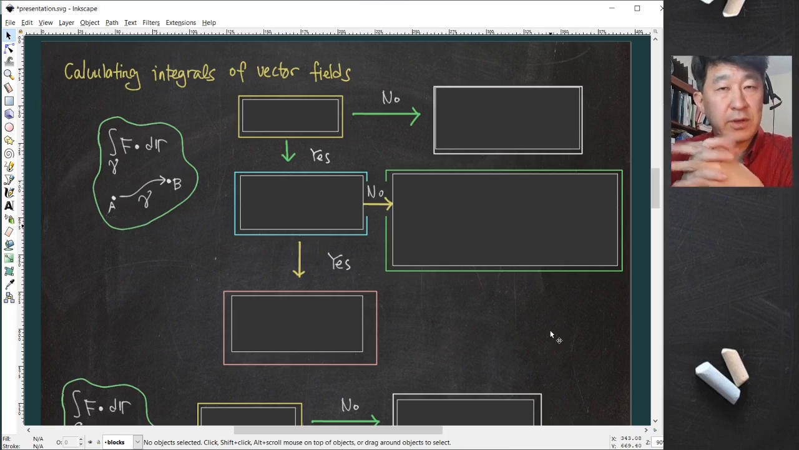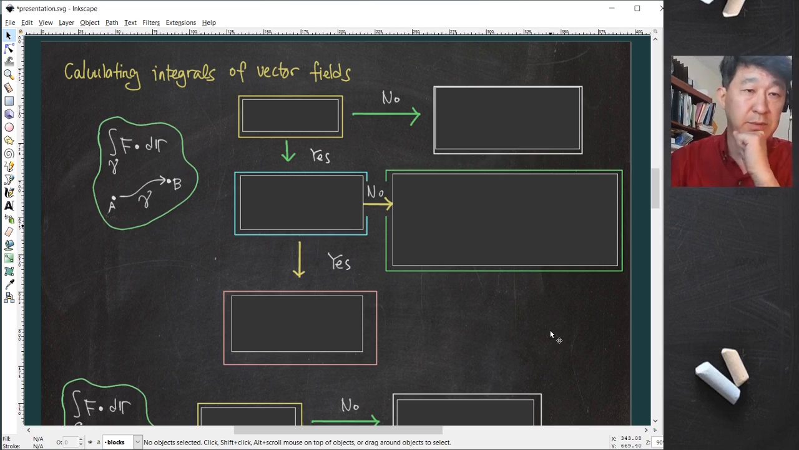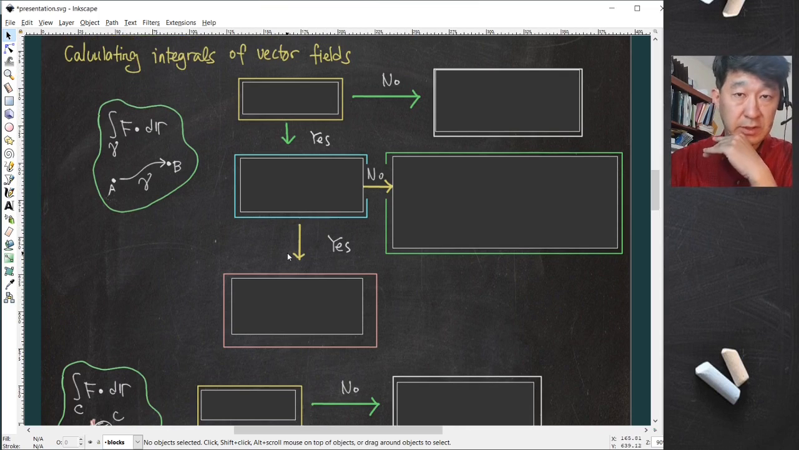Hi everyone, in this video we're going to talk about different ways of calculating integrals of a vector field. There are two kinds: line integrals of a vector field and surface integrals of a vector field. So if you're looking at these problems, line integral of a vector field, and the next group will be the surface integral of a vector field.